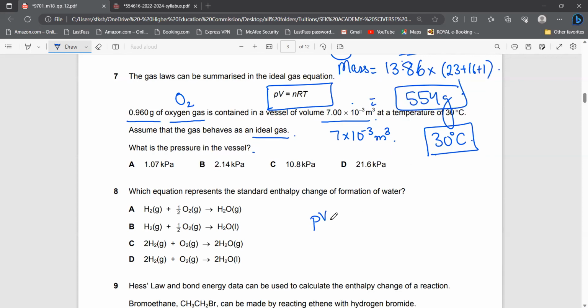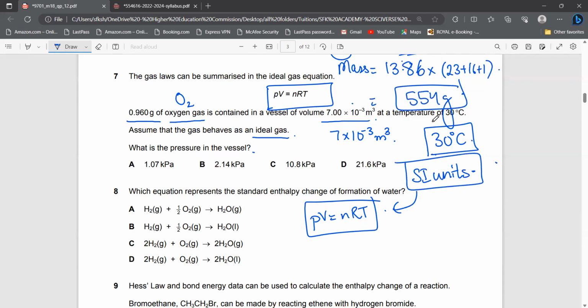All we need to do is just use the formula PV equals nRT, but you need to be very, very careful because you need to convert everything into SI unit form. Now let's look at all the different quantities that we already have. All we need to do is find the pressure, make it the subject. It's going to be nRT over V, over volume. Now, n is the number of moles. Do we have moles? We don't have the moles, but it's okay. We can find the moles from here.